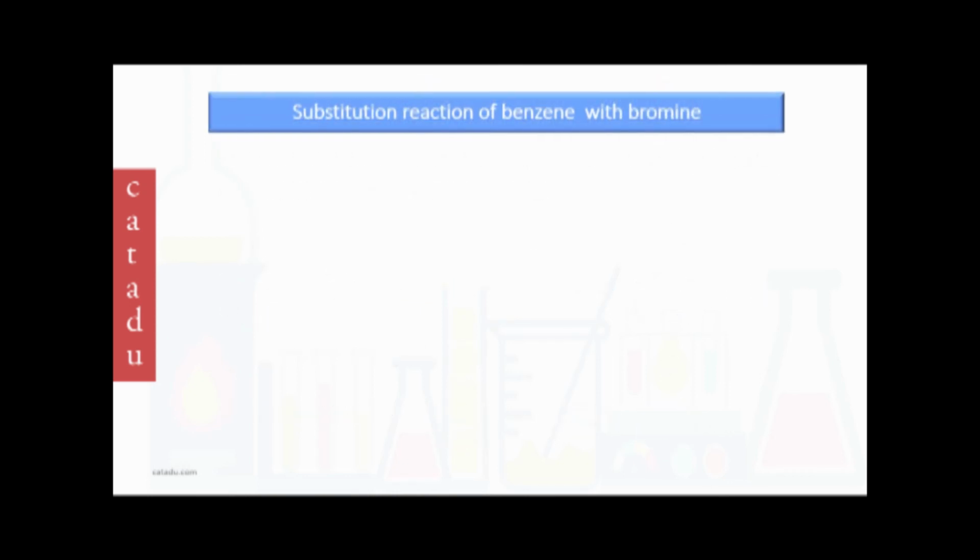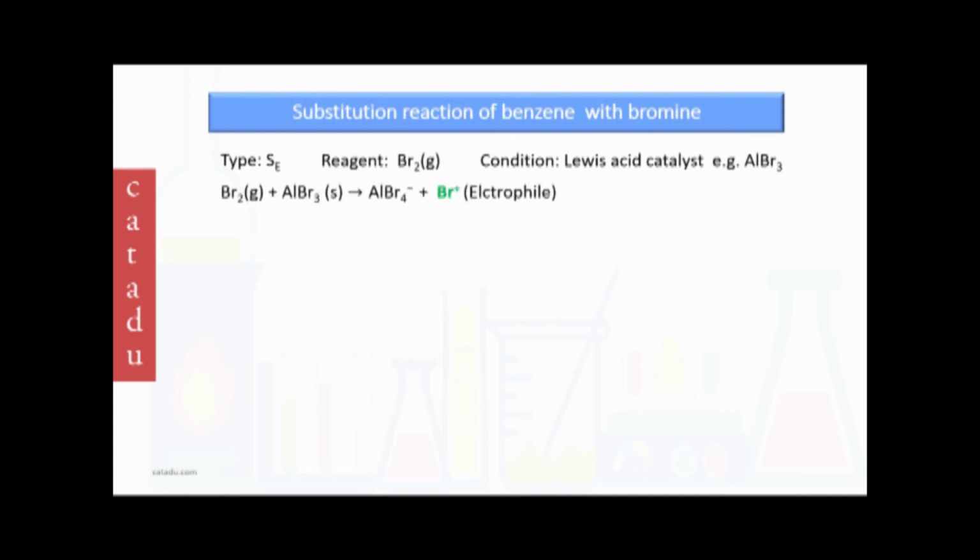Substitution reaction of benzene with bromine. This is just like the chlorination reaction. So this is an electrophilic substitution reaction. Reagent is bromine gas and condition is Lewis acid catalyst aluminum bromide. Aluminum bromide and the bromine gas react and make the bromonium ion.